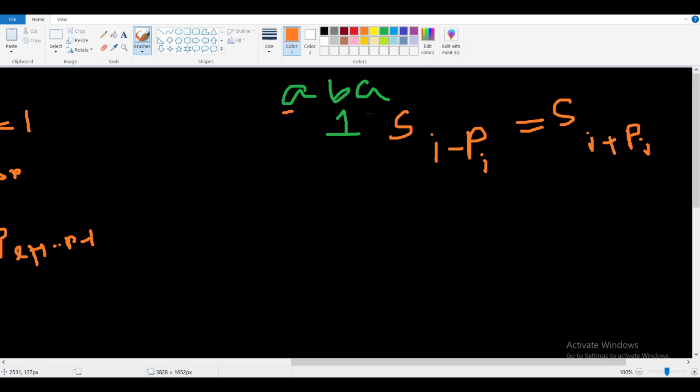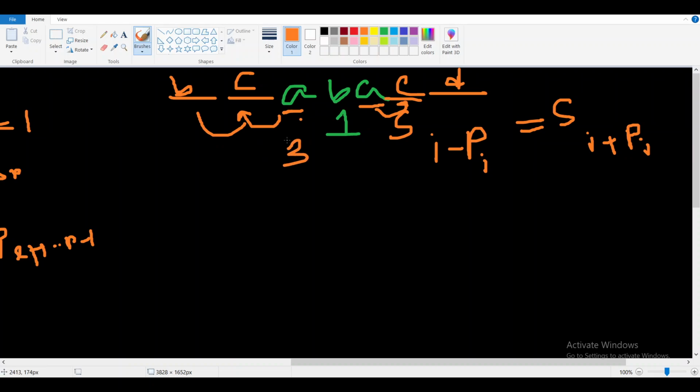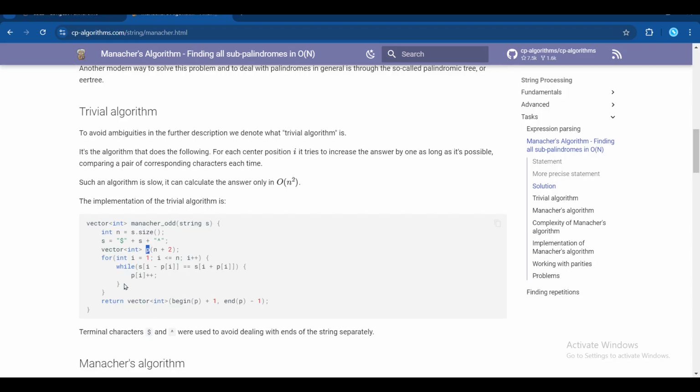So initially this character and this character will be checked. Now when they are the same, we will increment the value of Pi by 1. Now we check this character and this character. Let's say there is some C here. Let's say now here there is D and there is B here. So this will not match, right? So we will break. Pi is incremented twice, so the Pi value will be 3: 1, 2, 3. I hope you get it. This is the brute force solution.